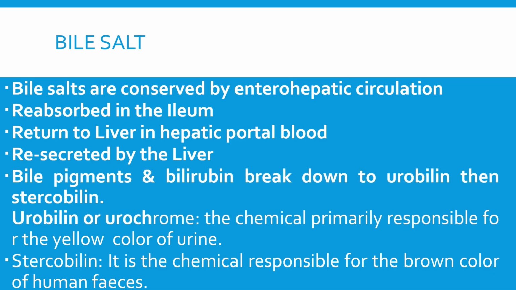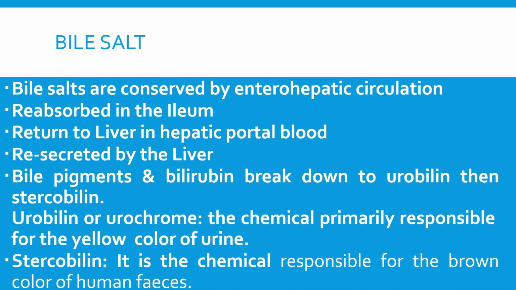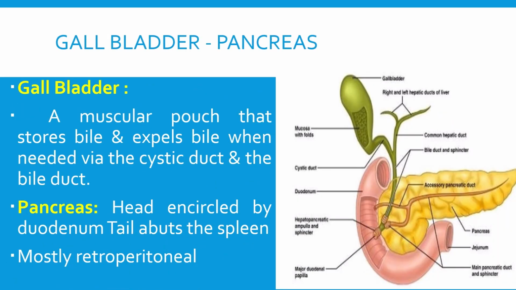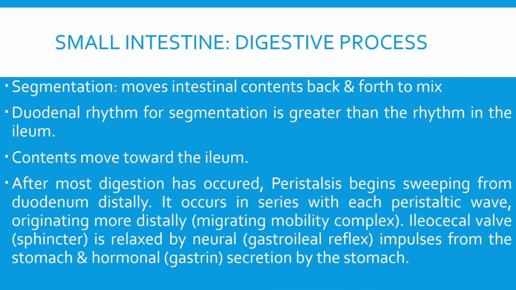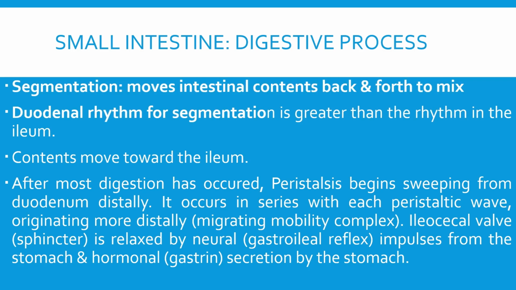Bile pigments, or bilirubin, break down to urobilin and then stercobilin. Urobilin, or urochrome, is the chemical primarily responsible for the yellow color of urine. Stercobilin is the chemical responsible for the brown color of human feces. The gallbladder is a muscular pouch that stores bile and expels bile when needed via the cystic duct and bile duct. The head of the pancreas is encircled by the duodenum, and the tail abuts the spleen. It is mostly retroperitoneal. Let's see how the digestive process occurs in the small intestine.